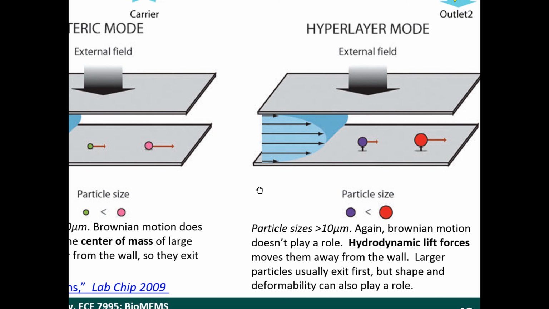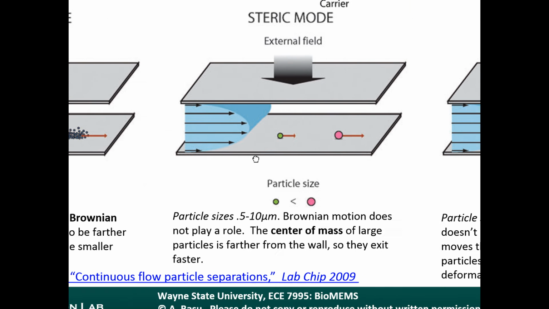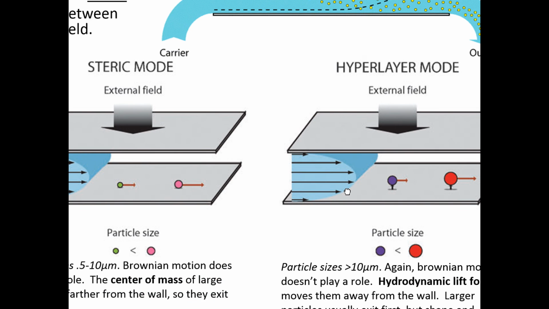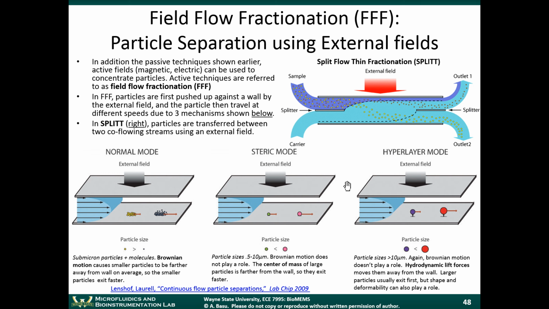So, depending on which class or which regime you're working in, either the small particles or the large particles will come out first. So you have to understand what type of particle you're working with, whether it's subject to Brownian motion or hydrodynamic lift forces or just center of mass type laminar forces. Based on those methods, you can separate particles. Basically, these particles will travel through the channel at different speeds.